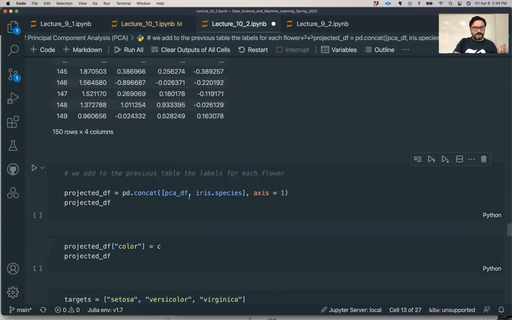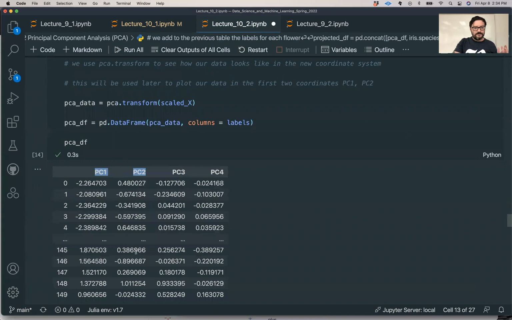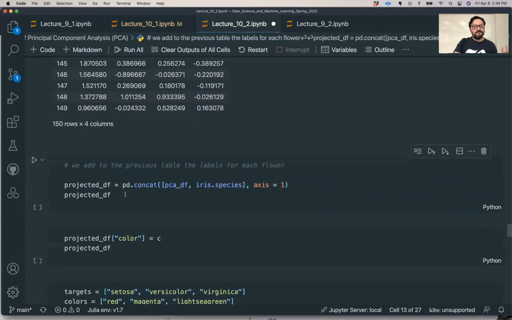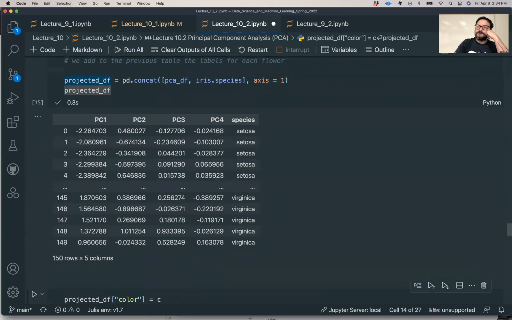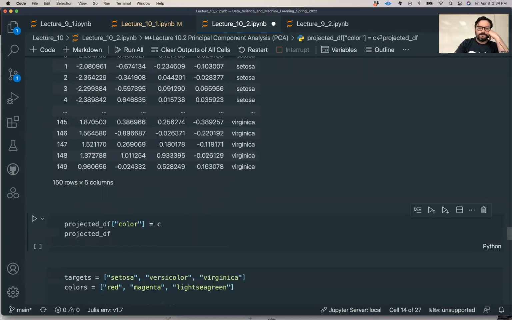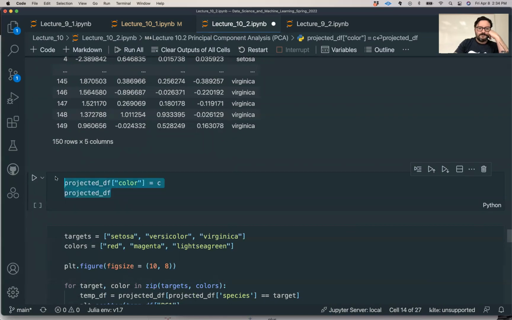So I make a new data frame here. It's my principal component data frame, and then I concatenate that with the iris species so I can have the labels. So the labels are still there. We're just on a new axis now. I don't need this anymore.